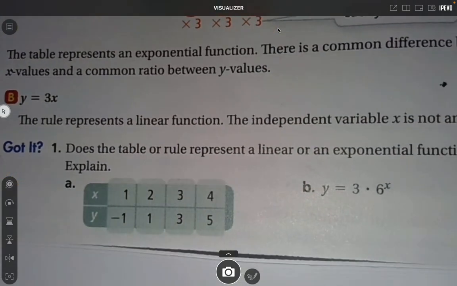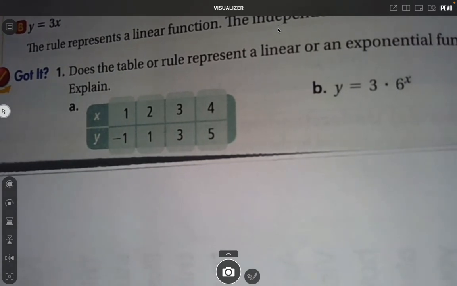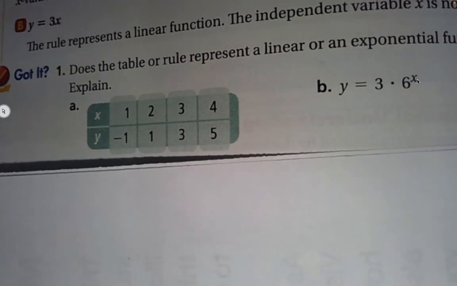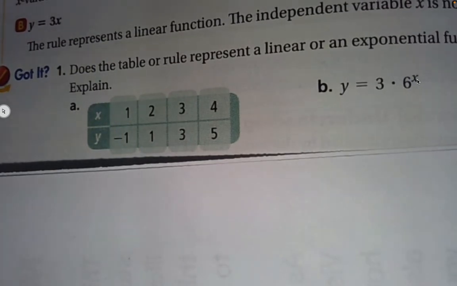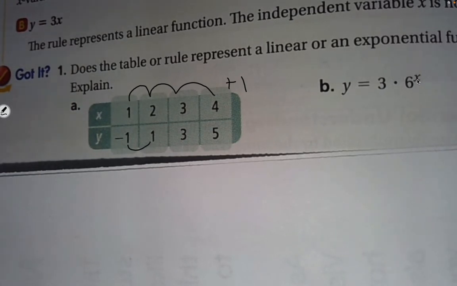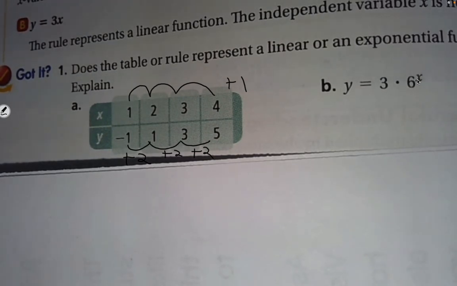Let's look at these two. What about part B? Is that linear or exponential? Exponential. X is in the exponent. That's all you're looking for on those. This one, let's see what the common difference is. I'm adding 1, adding 1, adding 1. What do I add on this one to get from -1 to 1? I'm adding 2. Adding 2 every time. So that one is linear. When you're adding, it's linear. If you multiply, it's exponential.